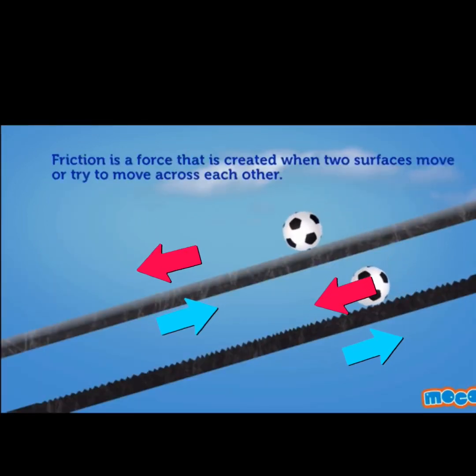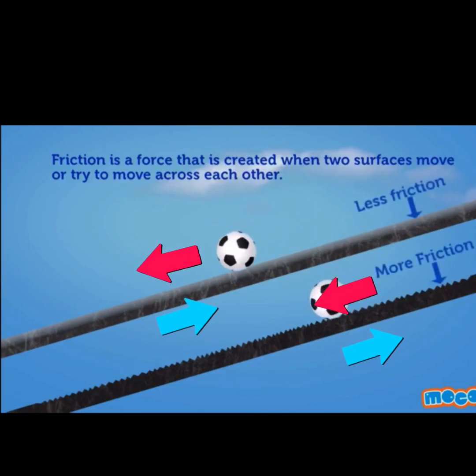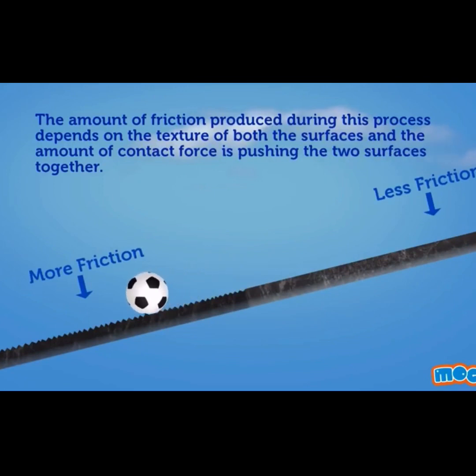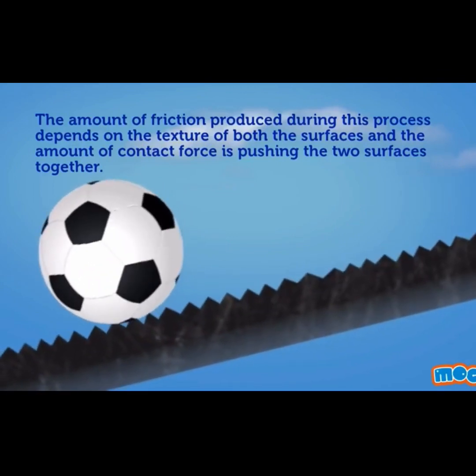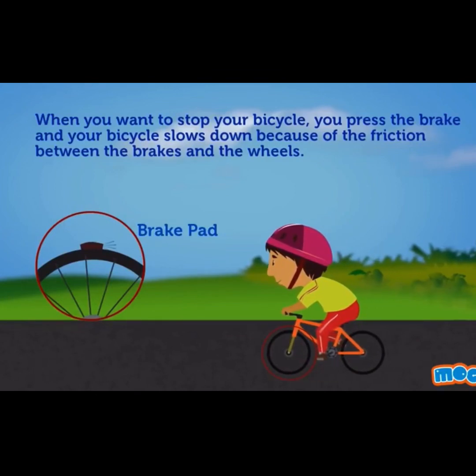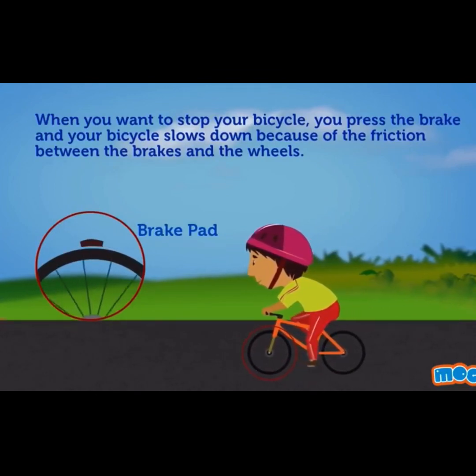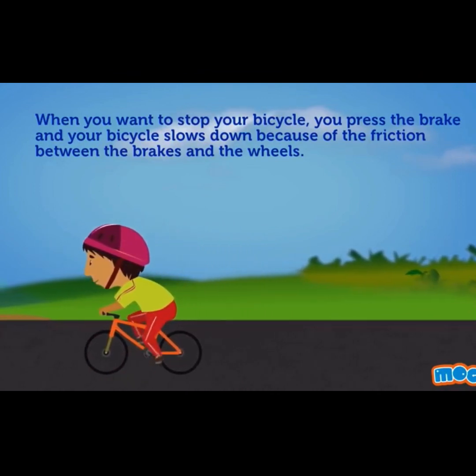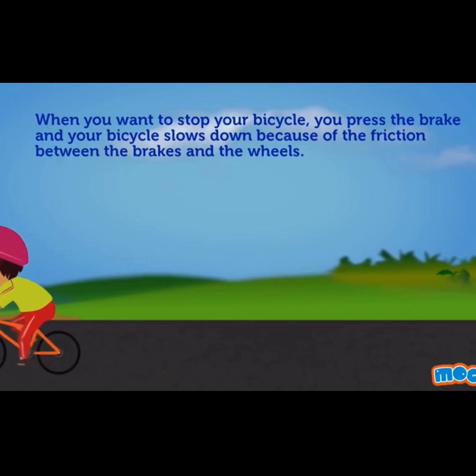When the balls are moving in this direction, the force of friction is acting in the opposite direction. The amount of friction produced during this process depends on the texture of both surfaces and the amount of contact force pushing the two surfaces together. When you want to stop your bicycle, you press the brake and your bicycle slows down because of the friction between the brakes and the wheels.